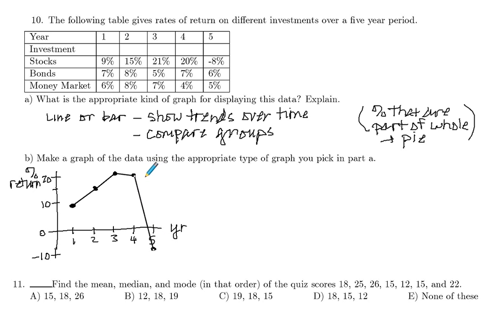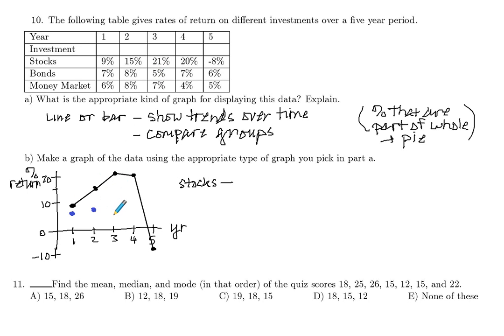So there's our line for stocks. Stocks will be black here. And then bonds, why don't we do bonds in blue? Bonds were 7% in that first year. So 5% would be about right here, and 7% a little bit higher, about right there. And then 8% in year 2, just a touch higher.